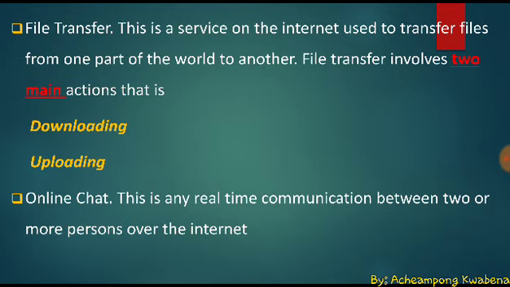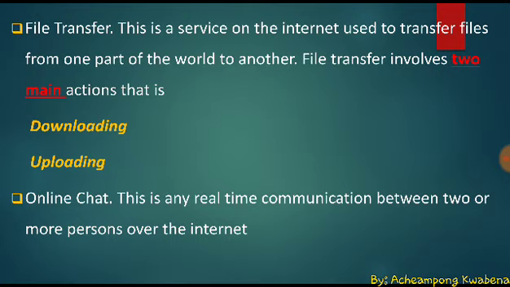Now let's look at the other one. We have file transfer, and this is a service on the internet that is used to transfer files from one computer to another or from one part of the world to another. And in transferring of files, it involves two main actions. We have downloading and uploading. When you say downloading, we are referring to pulling or copying a file from a computer which is on the internet onto your local computer or the computer that you are using at home.